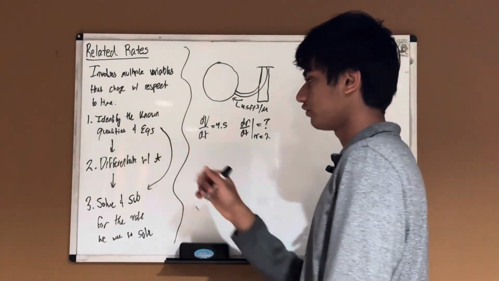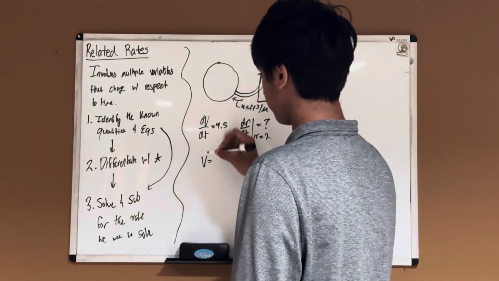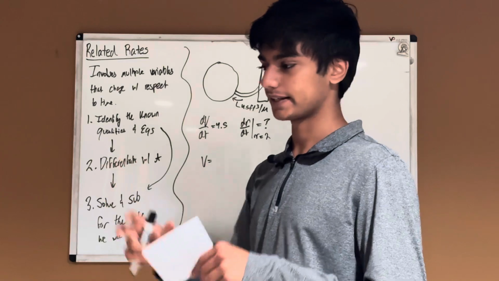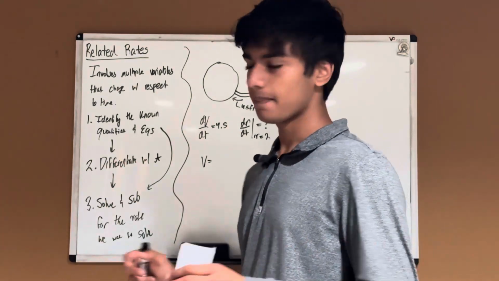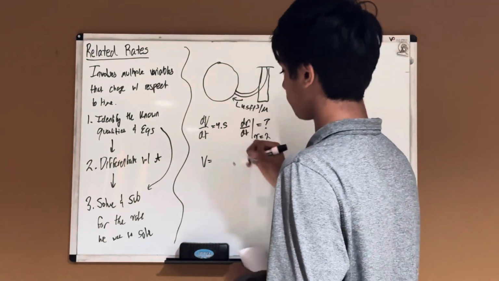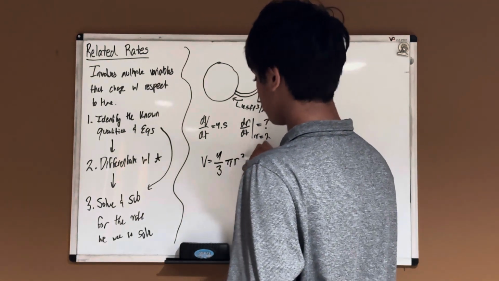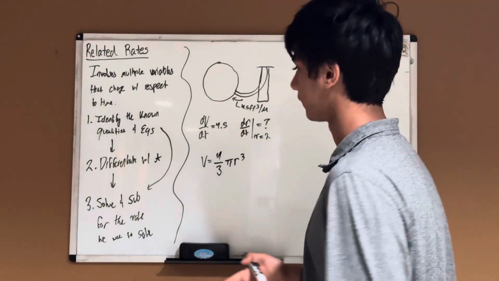And we need to identify the equations we know. We know the equation for a sphere. So in the AP Calculus BC exam, they're going to give you all the geometric equations if you need them. But in this case, the volume for a sphere is 4/3 pi r cubed. You don't need to memorize this because again, they're going to give it to you on the exam.